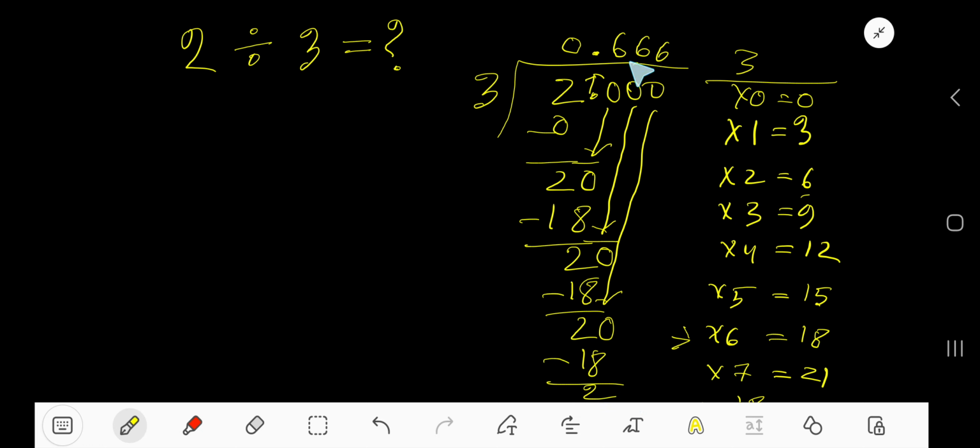So already we have gotten 3 digits after the decimal, so you can place 3 dots here. Our answer is 0.666 dot dot dot, or you can place a bar here because this 6 is repeating. So 0.6 bar is our answer.